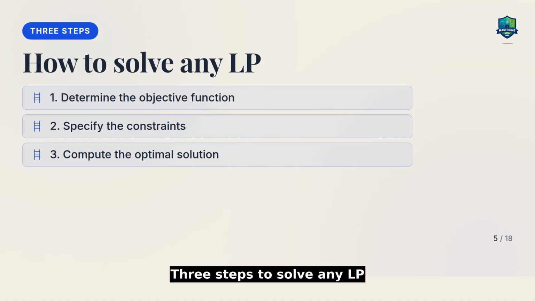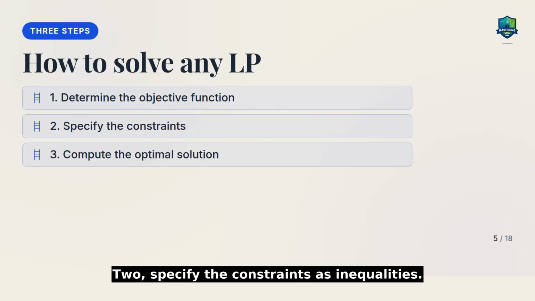3 steps to solve any LP problem. 1. Write down the objective function, what you're maximizing or minimizing. 2. Specify the constraints as inequalities. 3. Compute the optimal solution. Let's walk through Power Recreation.